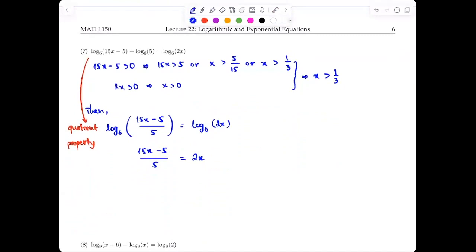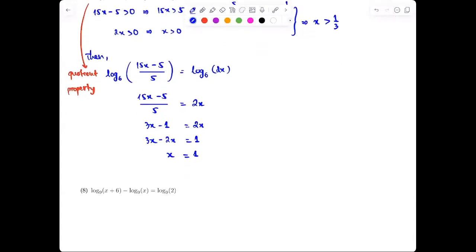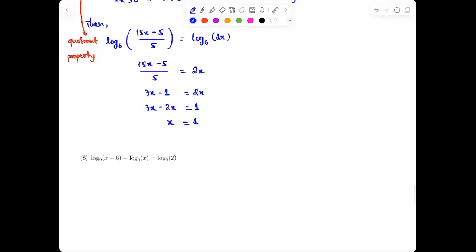All right. So on the numerator, 5 is the common factor. Then you can get rid of the 5 in the denominator. Then you get 3x minus 1 equal to 2x, or 3x minus 2x equal to 1, or x is equal to 1. And since 1 is greater than 1/3, then that is the solution. x equal to 1.